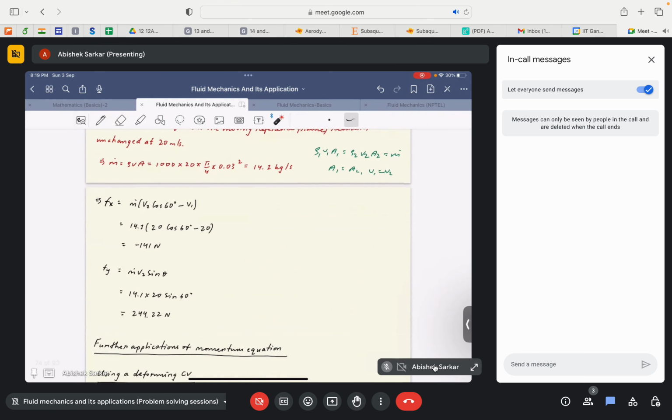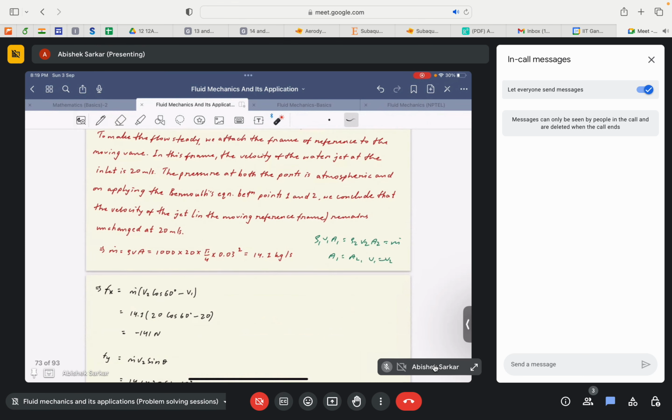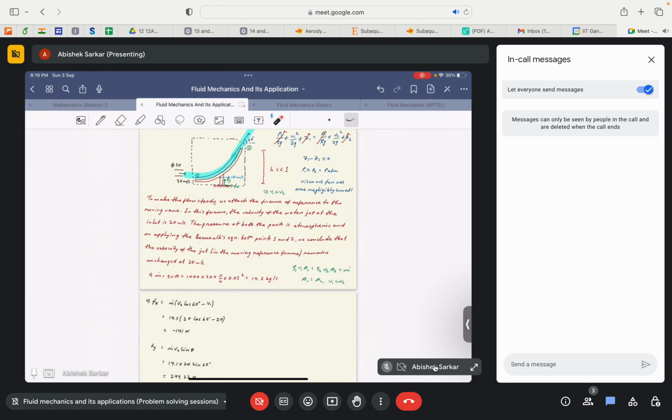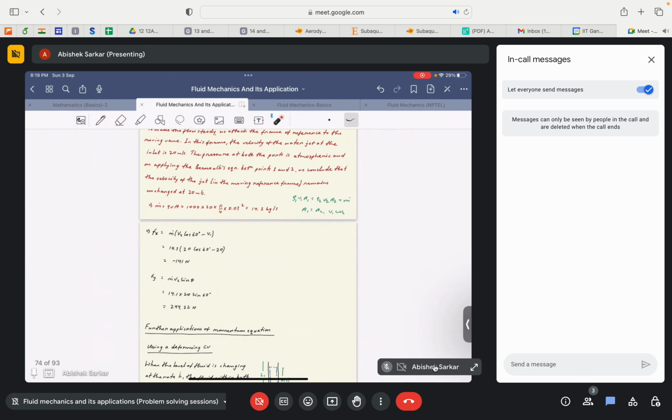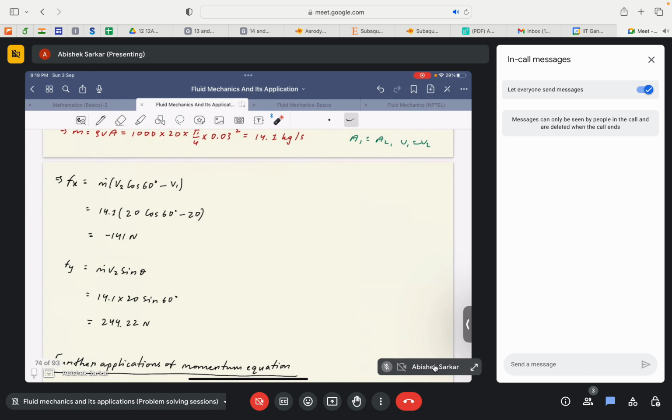So Fy will be given by m dot v2 sin theta, because at the inlet there is only one velocity component, along the x direction, so there is no velocity component along the y direction. So at the inlet we did not evaluate the momentum flux along the y direction; the momentum flux along the y direction only exists at the outlet. So Fy is equal to m dot v2 sin theta, that gives us 14.1 into 20 sin theta, which is equal to 244.22 newton.